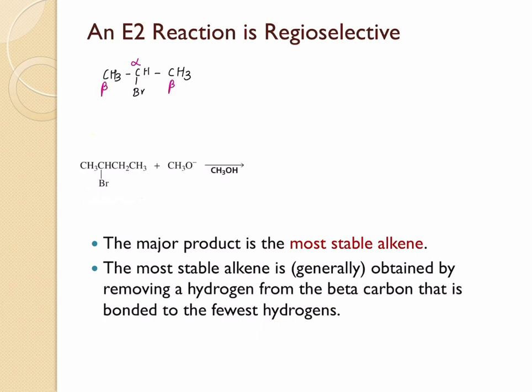The beta carbons each have exactly 3 hydrogens. So it doesn't really matter whether this hydrogen is subtracted or this hydrogen is subtracted. It's going to give us only one product, right? Which is going to look like this, which is a propene molecule.